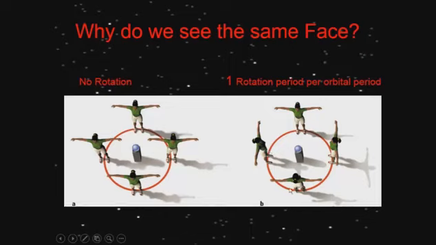So if the time it takes you to go from here all the way around back to here is the same time it takes you to spin 360 degrees on your axis, then you have a situation where you only see the same face of this person. And this is what the moon is doing.